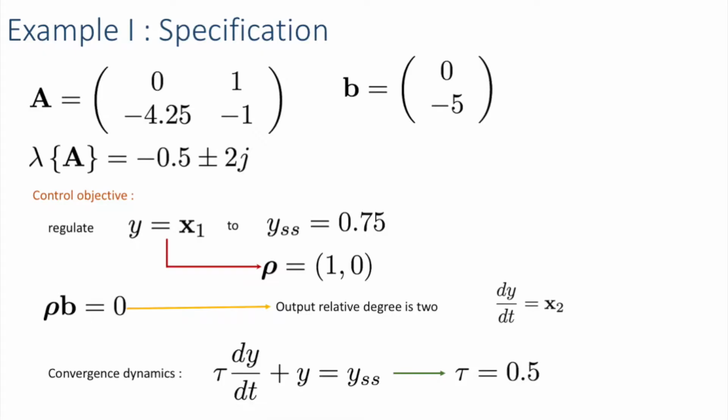In the following, a couple of examples will be introduced to illustrate the application capabilities. The first example is composed by a system with 2 stable complex conjugate eigenvalues. The goal is to regulate the first state component to a given value, firstly to 0.75. As the output is relative degree 2, a convergence dynamics will be defined over the switching surface. A time constant of 0.5 seconds will be selected. SMCITOOL will be used to analyze if this behavior is possible.